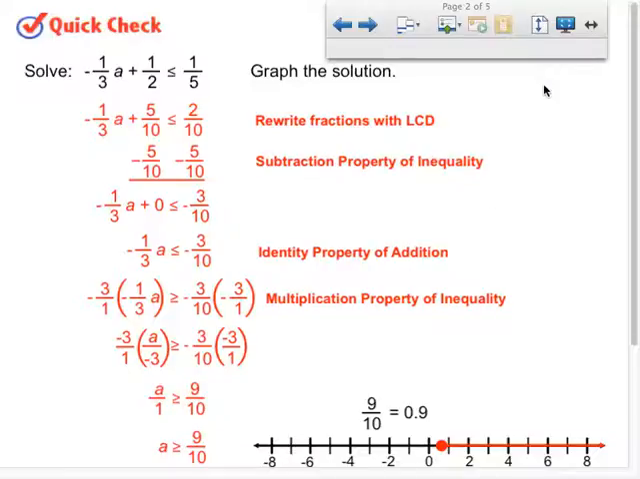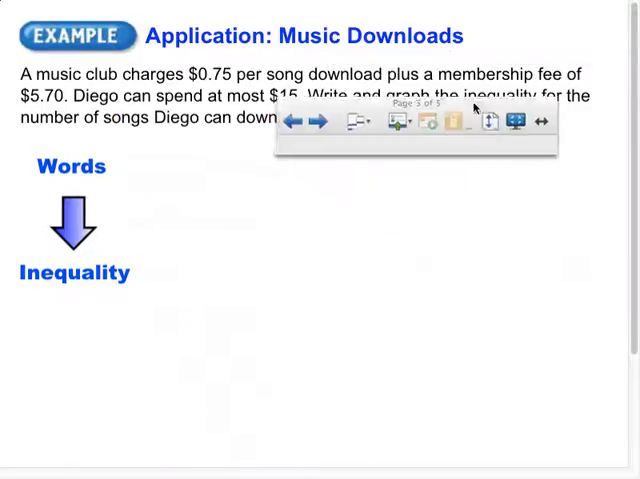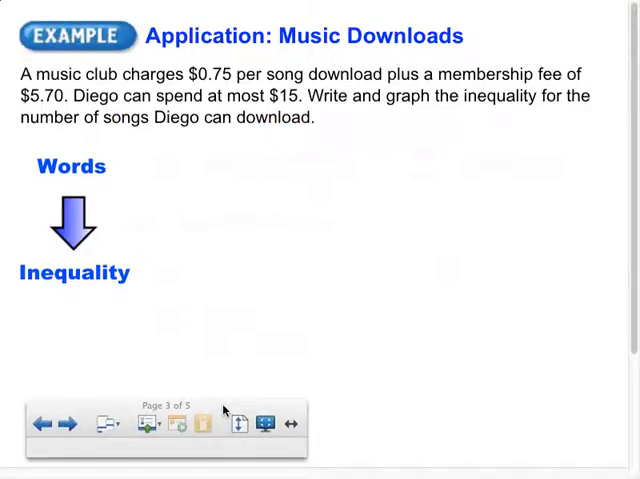Now, that looks like a lot, right? But the individual steps weren't too tough. Let's go ahead and take a look at this next problem. We got a word problem. A music club charges 75 cents per song download, plus a membership fee of $5.70. So Diego can spend at most $15 a month on his song downloads. So write and graph the inequality for the number of songs Diego can download.